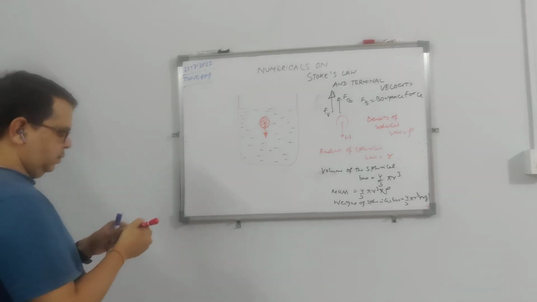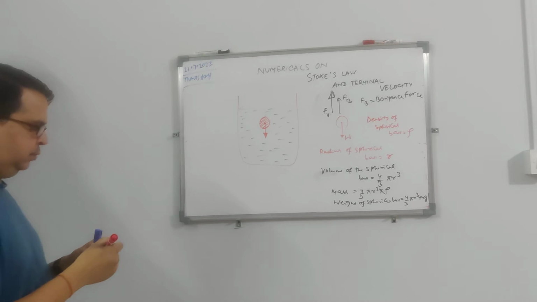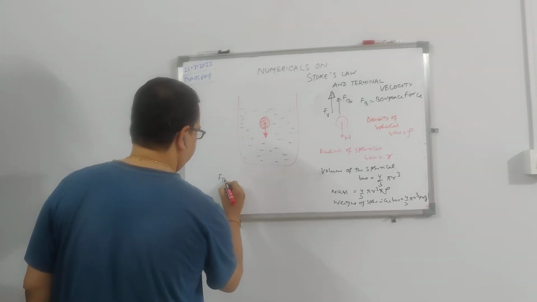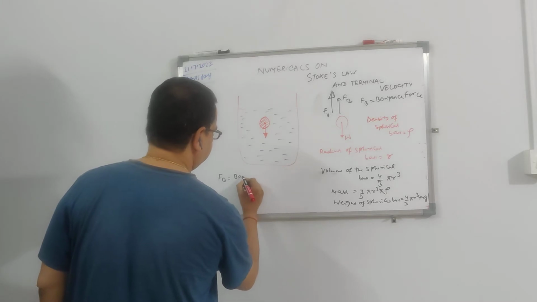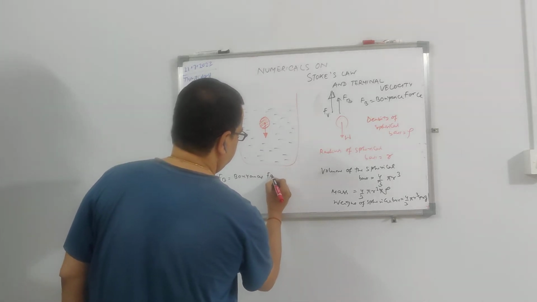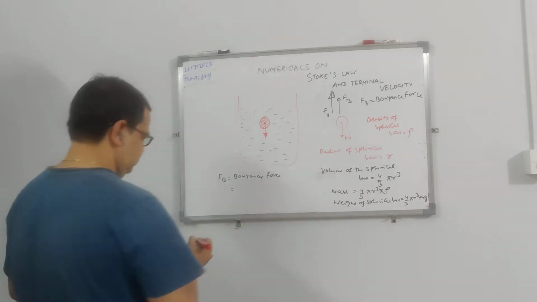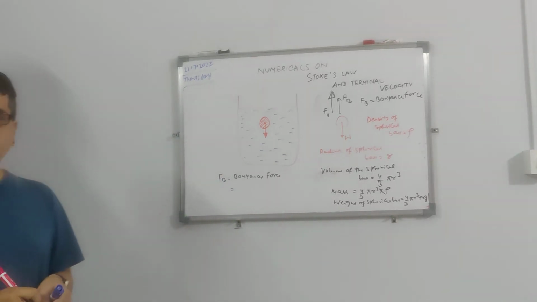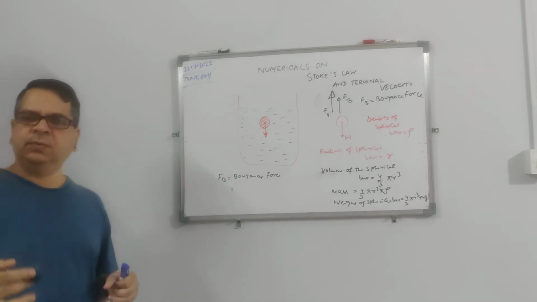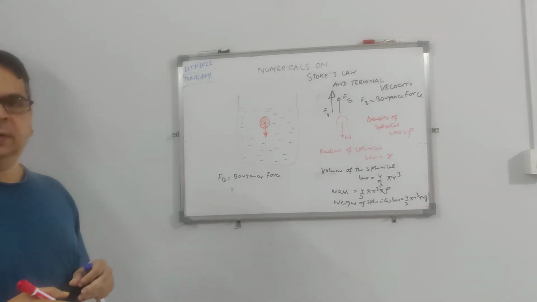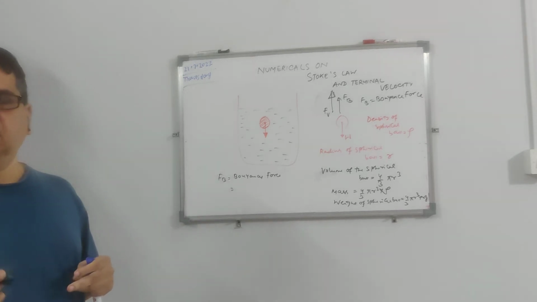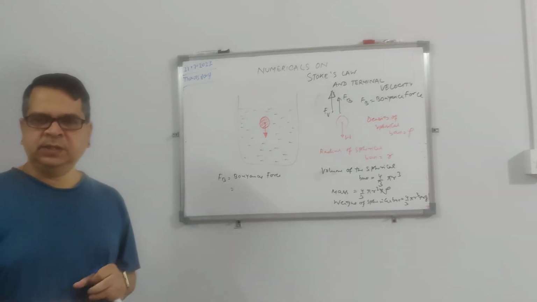So what will be the value of this buoyancy force? That we have studied. So FB is your buoyancy force. By Archimedes principle, you know the buoyancy force is equal to the weight of the liquid displaced by the body.